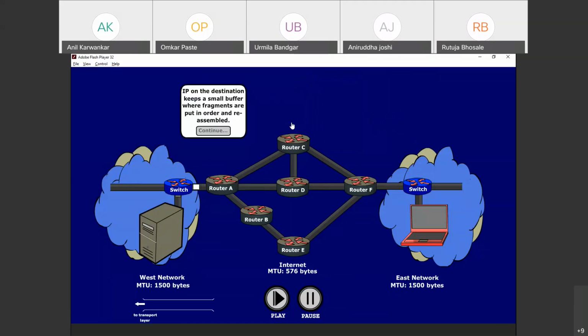IP at the destination keeps a small buffer where fragments are put in order and reassembled. For this particular network, the MTU is 1500 bytes. The network layer transfers those packets to the transport layer. See here, all the packets are first assembled. Then the packets are put in the correct order and the original packet is handed over to the transport layer.